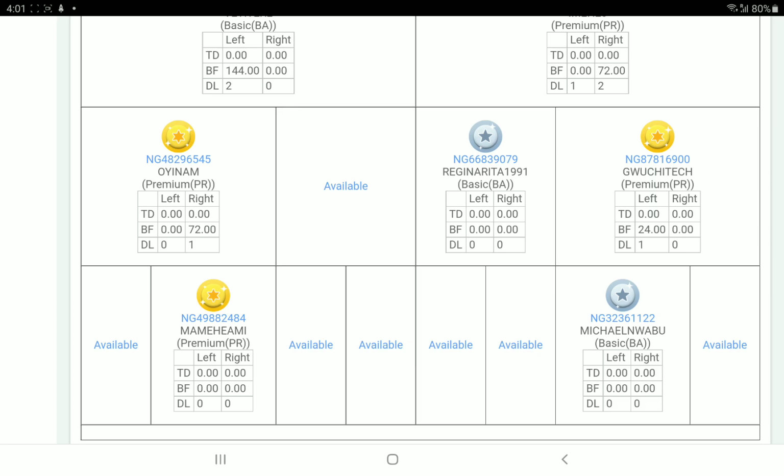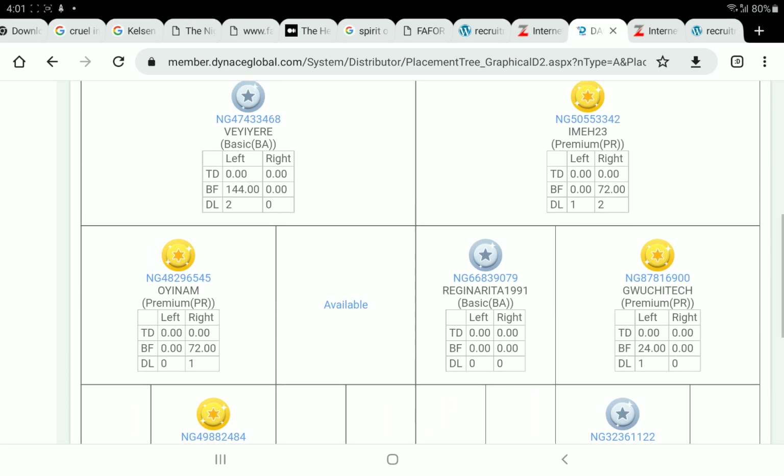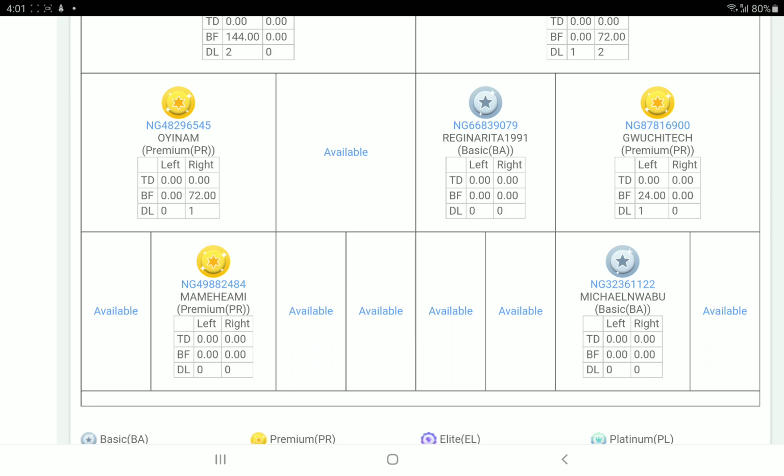Now you have this Oyinam. So this Oyinam was the last registration that was done on the left of Endless Joe. Now Endless Joe has not done any registration again. But Oyinam has done a registration, and that registration has 1 person, meaning Oyinam has done 1 registration. That's why you are seeing it on the right.